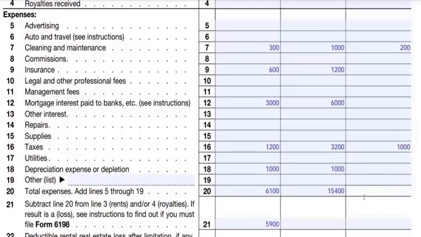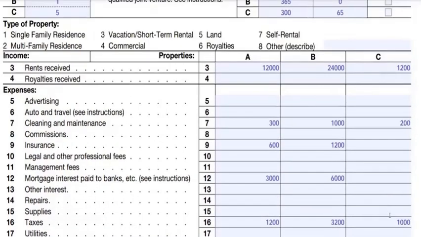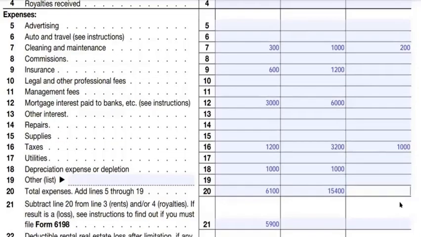Other, so this is the total expense. What is the total expense? Let's say total expense is 1200, right? So what is going to be the total income? Zero.